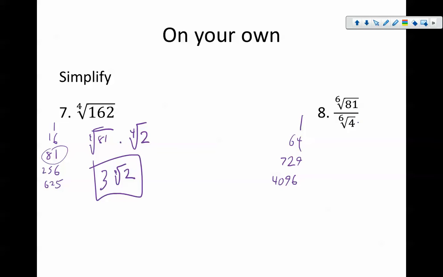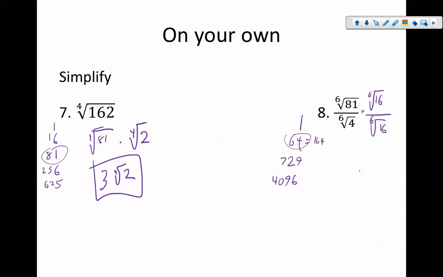So is there a number that we can multiply 4 by to make 64 or 729 or 4,096? As it turns out, 64 is the one we want to go with because 64 divided by 4 is 16. So 16 times 4 equals 64, which means we're multiplying top and bottom by the sixth root of 16.